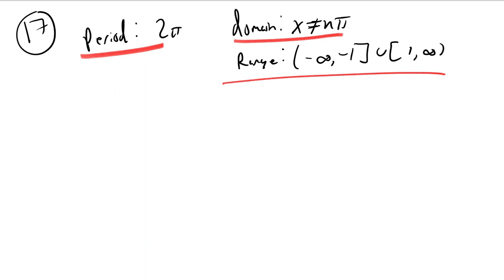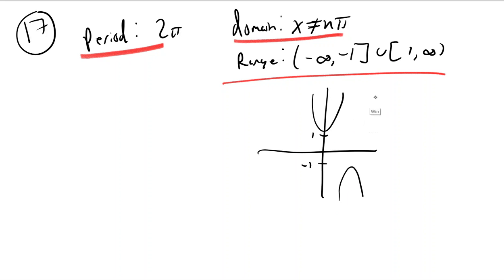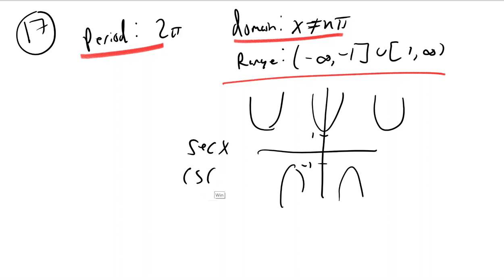So I think maybe this one's probably the biggest hint. If the range is values from negative infinity to negative 1 and 1 to infinity, the only graphs that looked like that were the ones that did this. So that's either secant or cosecant. They're the two that looked like that. So they're the two that would have that as a range.